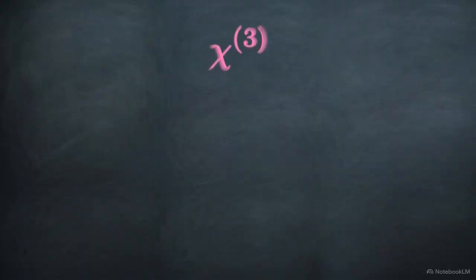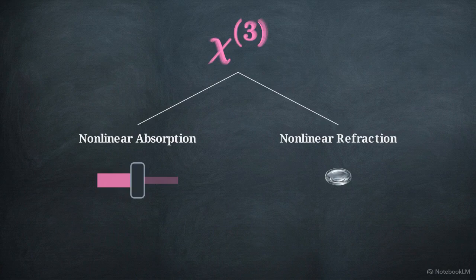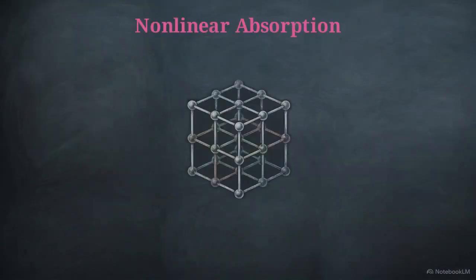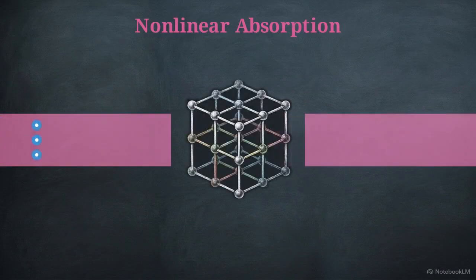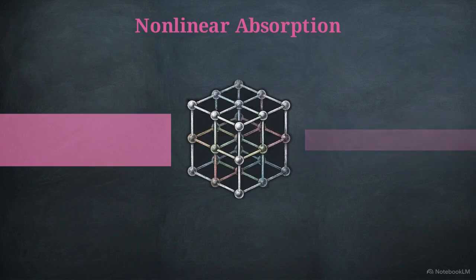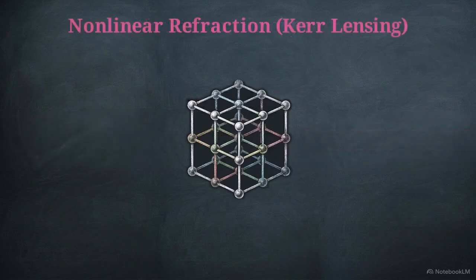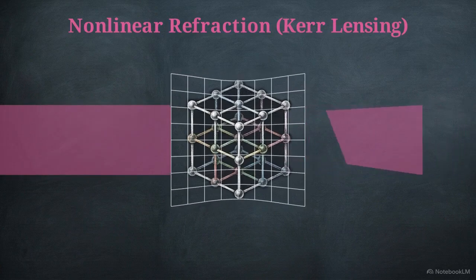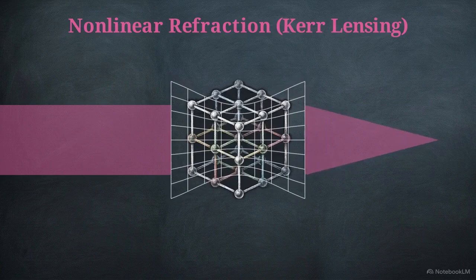This complex susceptibility manifests physically in two distinct measurable ways. We divide it into nonlinear absorption and nonlinear refraction. Nonlinear absorption is an intensity-dependent drop in the total amount of light transmitted through the optic. This is driven primarily by multi-photon absorption processes that only trigger at extreme energy densities. Nonlinear refraction is an intensity-dependent change in the material's actual refractive index. In the laser industry, you will commonly hear this referred to as Kerr lensing.